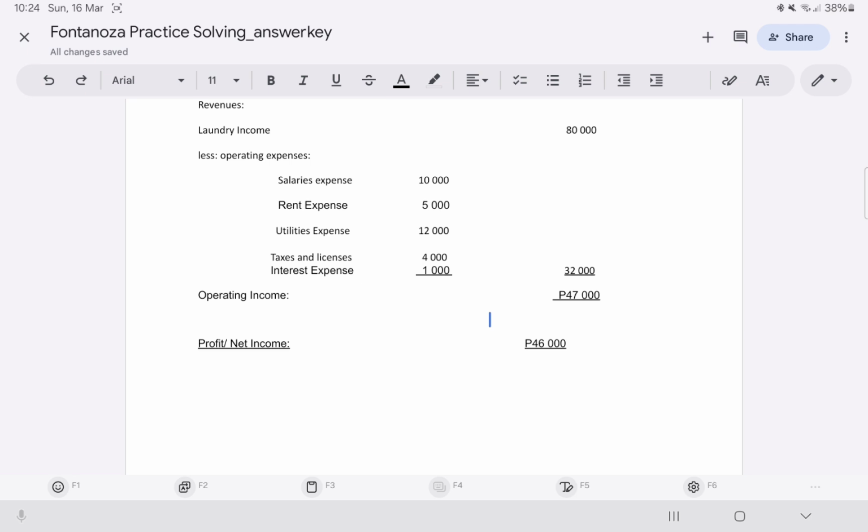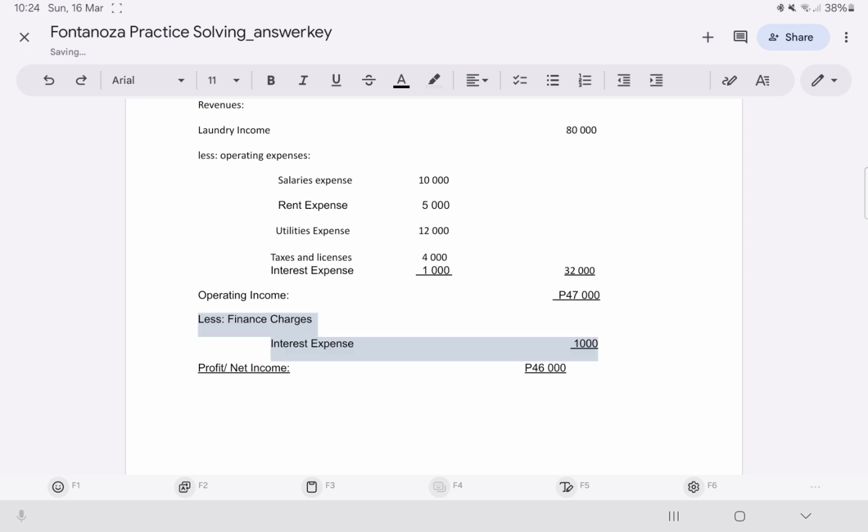But in my computation, since bank charges is additional, in additional explanation for the bank charges or finance charges, it can be in different procedures, but make sure you know how to compute or how to deduct.